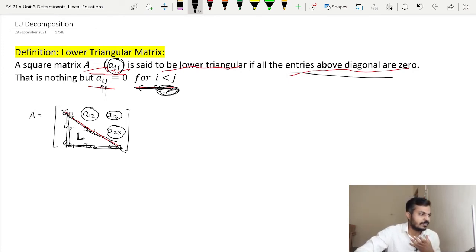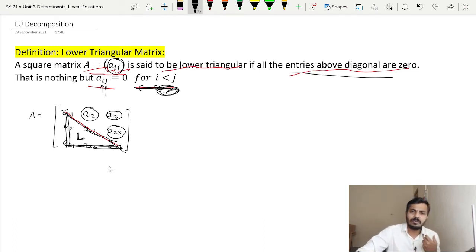Now note that these entries may be 0 as well, because they are not talking about the diagonal entries and the entries below the diagonal. They are only talking about the entries above the diagonal. They are saying that the entries above the diagonal should be 0. They are not saying anything about the diagonal entries and the entries below the diagonal, so those entries may be 0 or non-zero as well.